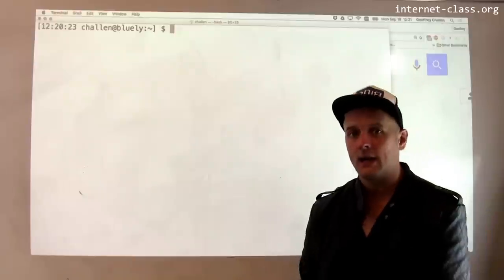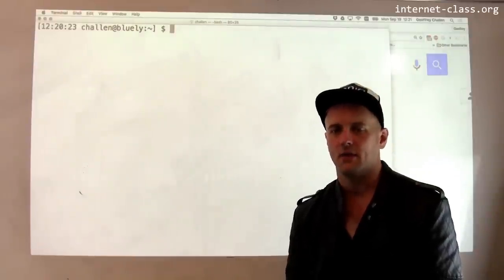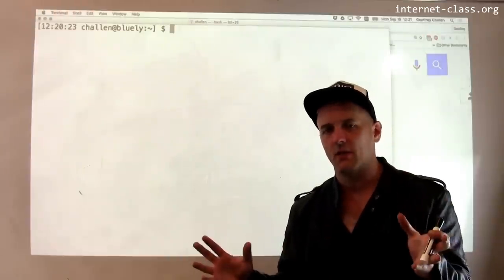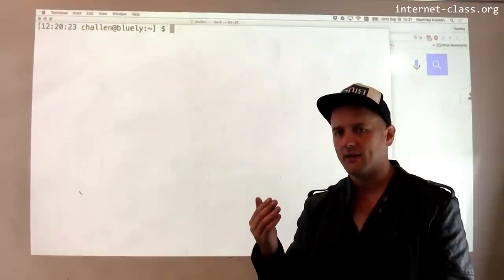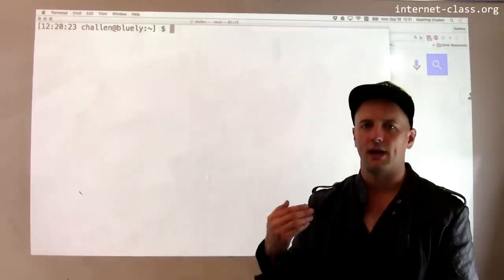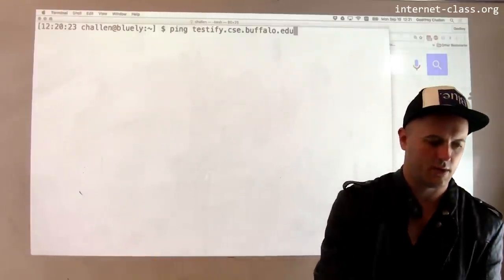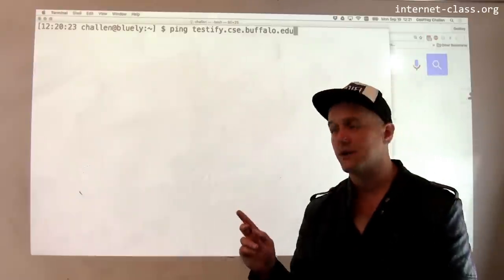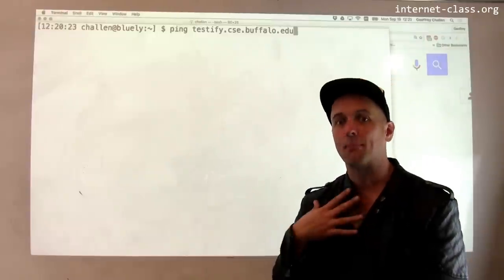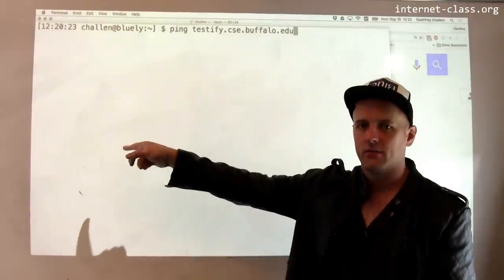We're going to use ping. Ping is one way to test latency. Ping doesn't stress bandwidth. It's sending very small amounts of information. A ping essentially sends a message to a server and waits for a reply, and then tells you what the latency is. So I'm going to ping a server called testify.csu.buffalo.edu. This is actually my personal machine. It's located in the room just over there.